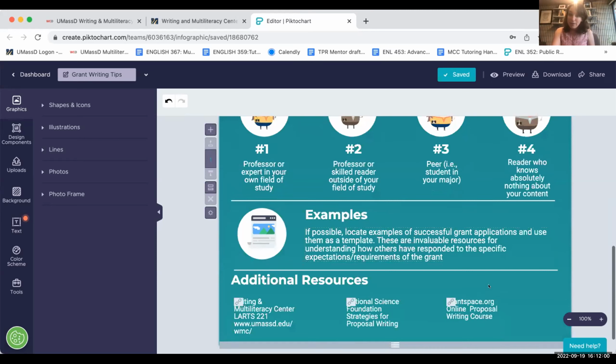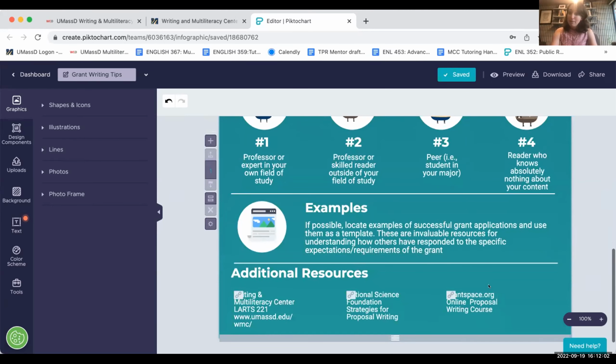The other thing that's really important that I recommend a lot, and I think the website is a great resource for this, is to locate examples of successful grant applications and use them as a template. So you obviously don't want to be copying word for word from someone else's grant proposal. Don't do that. But see what kind of rhetorical moves they made, and see how they structured their application. See how they even use things like headings to delineate the content.